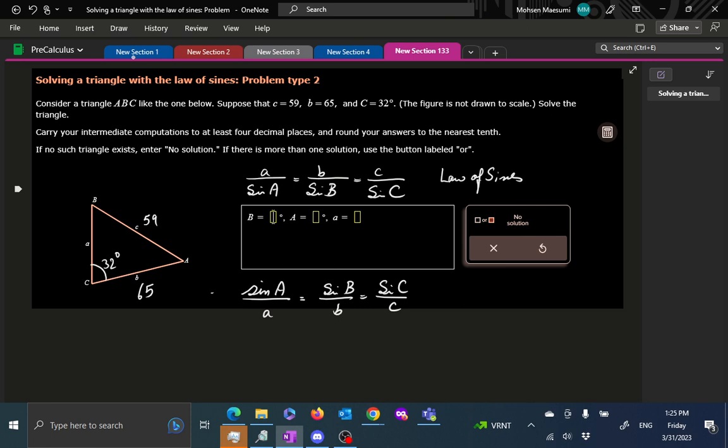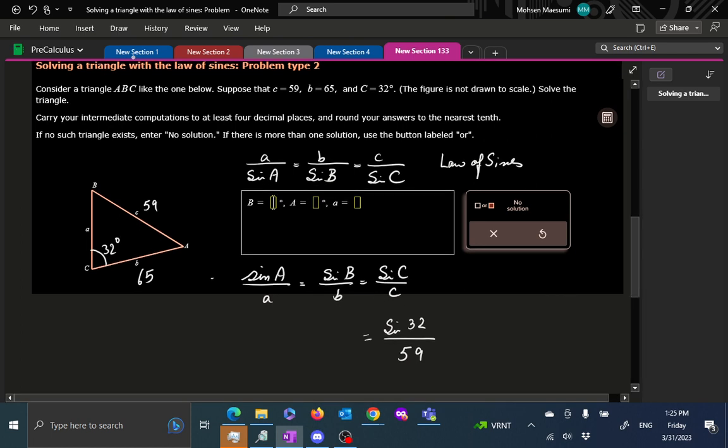And okay, so what is it that we have? We have C and the side opposite of it. So we have sine of 32 over 59. So let's be clear that this is the angle, this is the angle, this is the side.